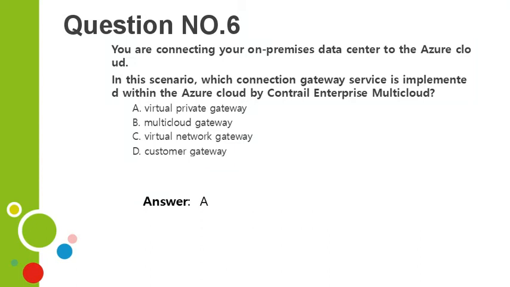Question number 6. You are connecting your on-premises data center to the Azure cloud. In this scenario, which connection gateway service is implemented within the Azure cloud by Contrail Enterprise Multi-Cloud? A. Virtual Private Gateway. B. Multi-Cloud Gateway. C. Virtual Network Gateway. D. Customer Gateway. Answer: A.